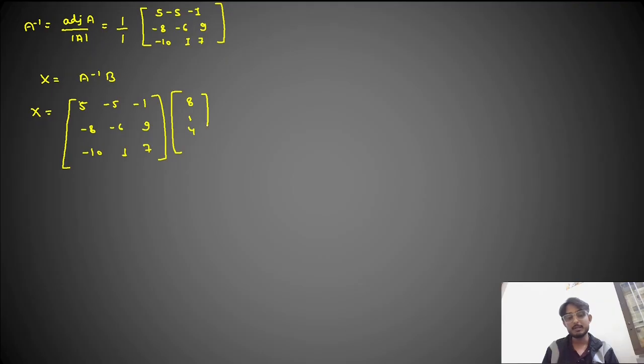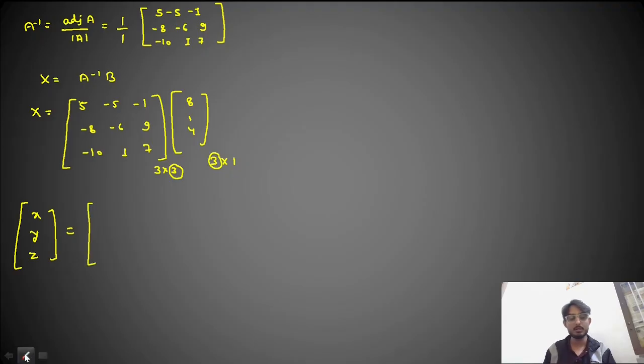This matrix is of order 3 cross 3 and this matrix is of order 3 cross 1. Here this column and this row will be eliminated and you will get the matrix of 3 cross 1, where x equals x, y and z. When you multiply this, as you know, how can you multiply two matrices?